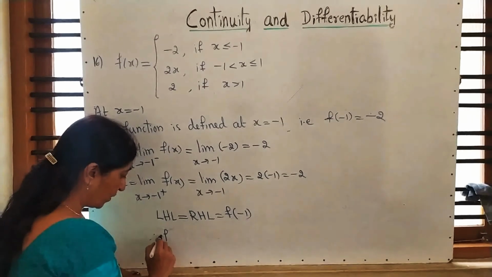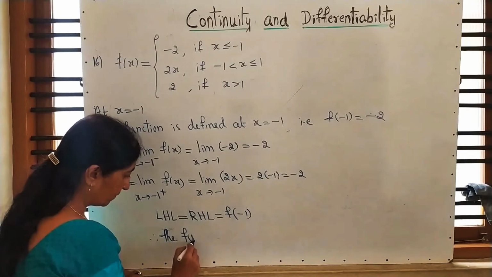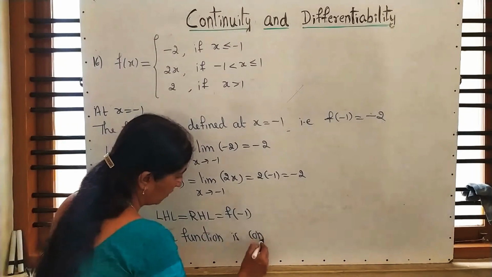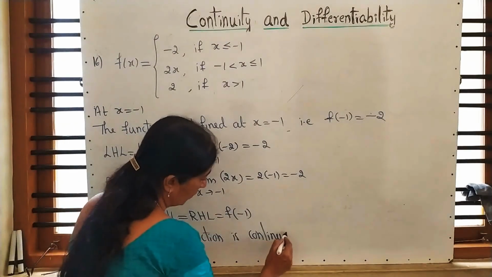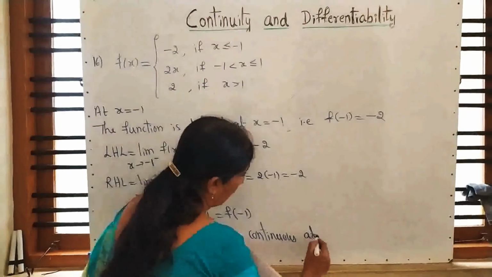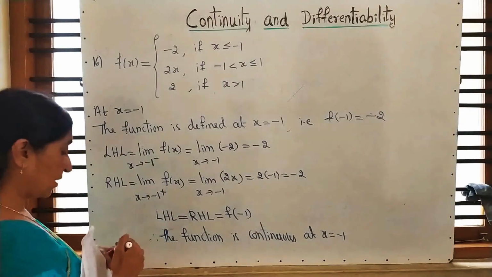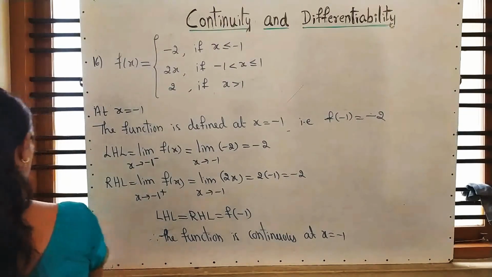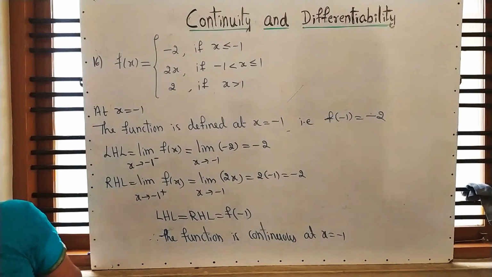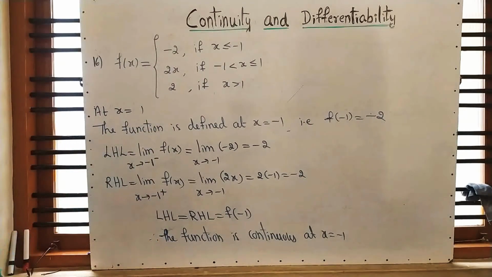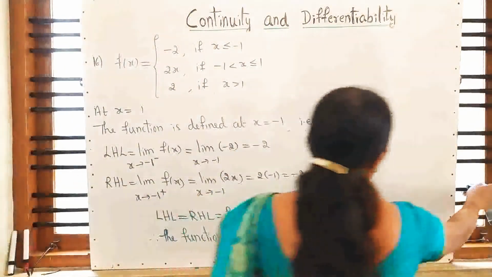Therefore, the function is continuous at x is equal to minus 1. Correct? Yes. Like that we have to check it for x is equal to plus 1. x is equal to 1. See, the function is defined.